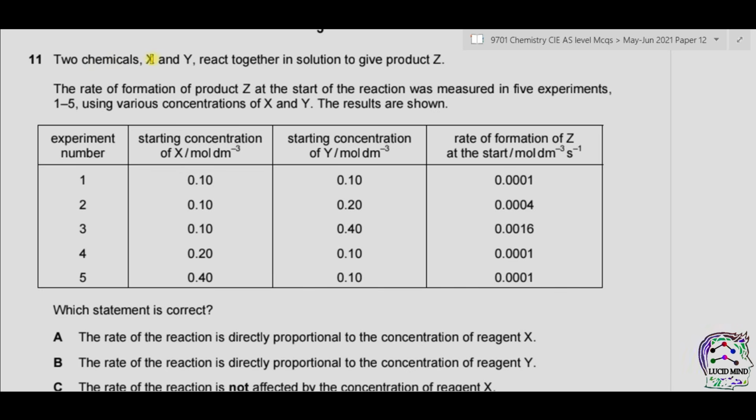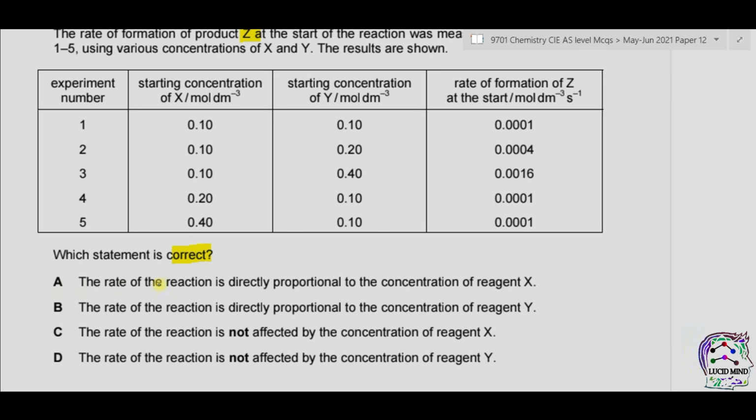Question 11. Two chemicals X and Y react together in solution to give product Z. The rate of formation of product Z at the start of the reaction was measured in 5 experiments, 1 to 5, using various concentrations of X and Y. The results are shown. Which statement is correct? A. The rate of reaction is directly proportional to the concentration of reagent X.